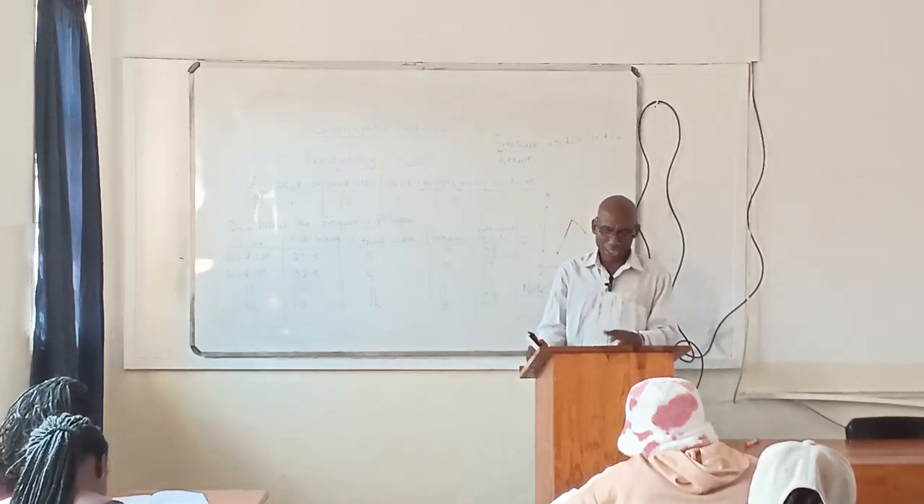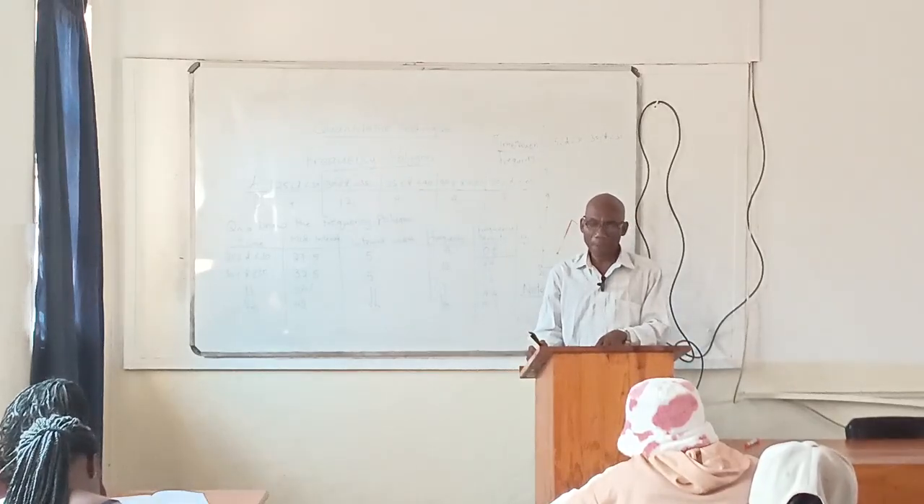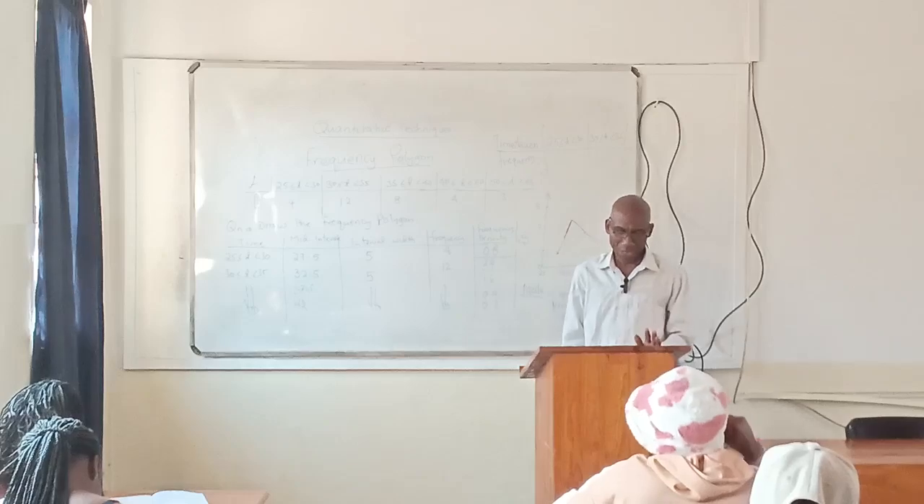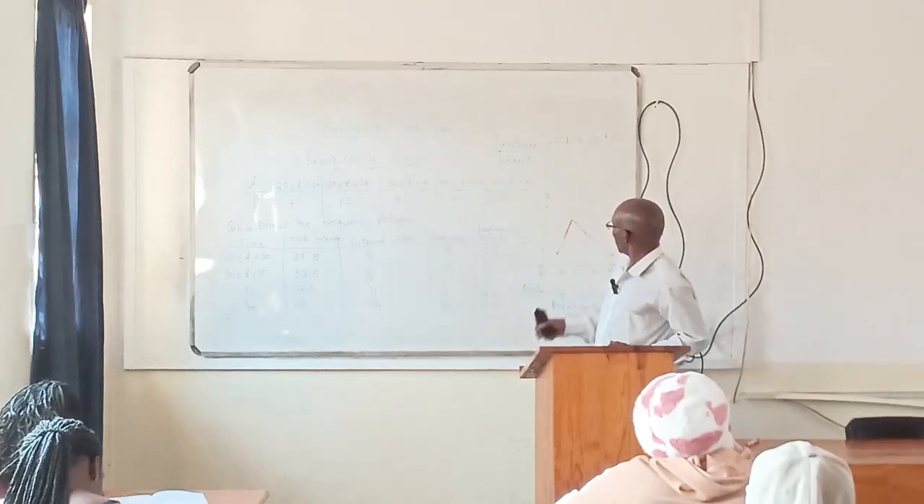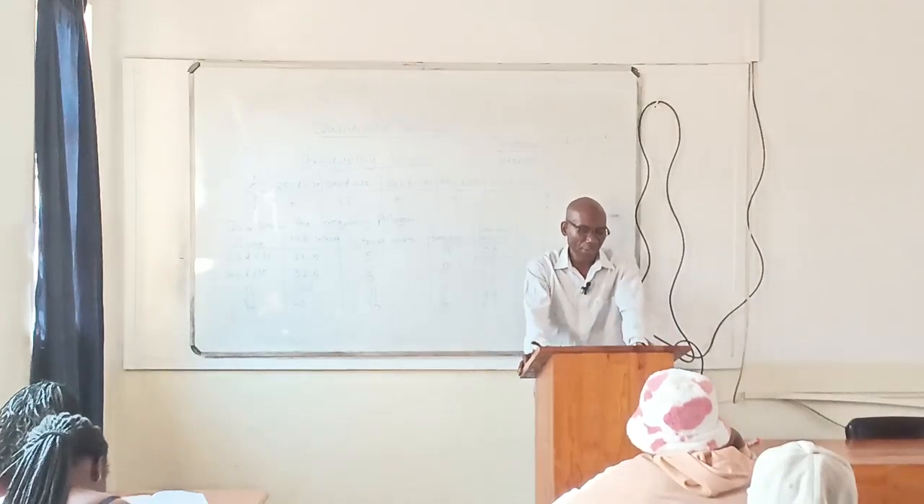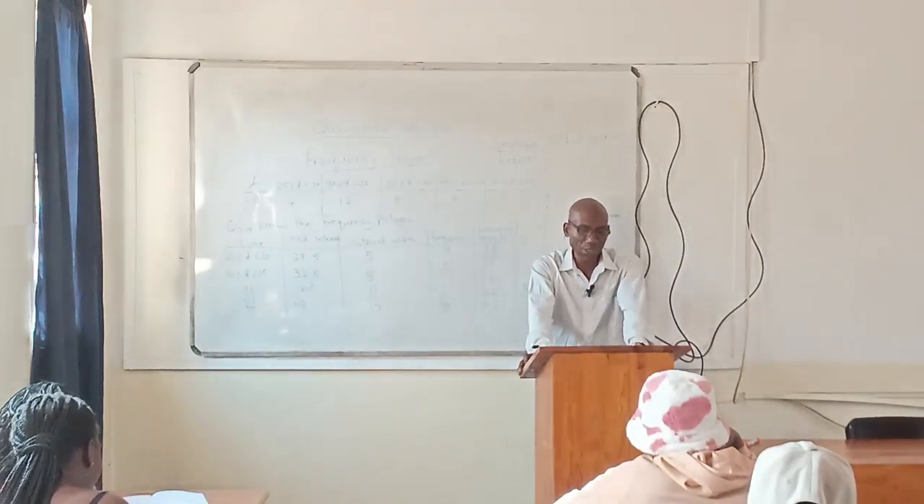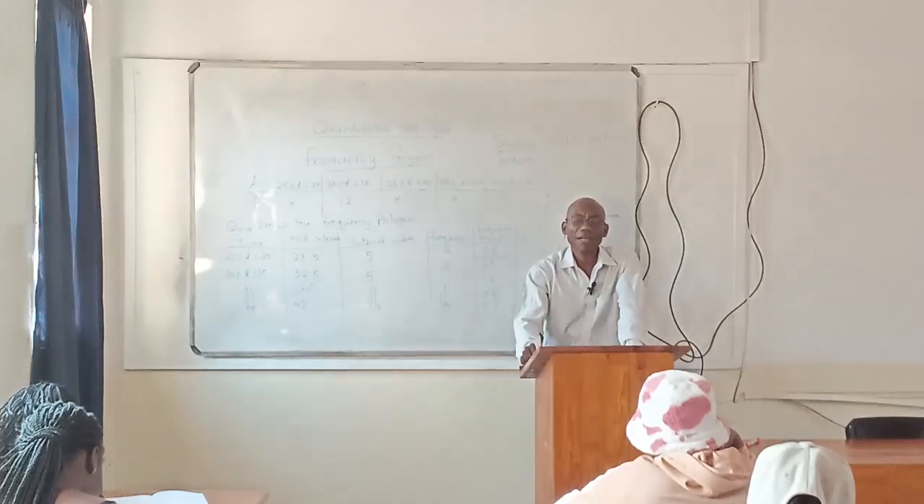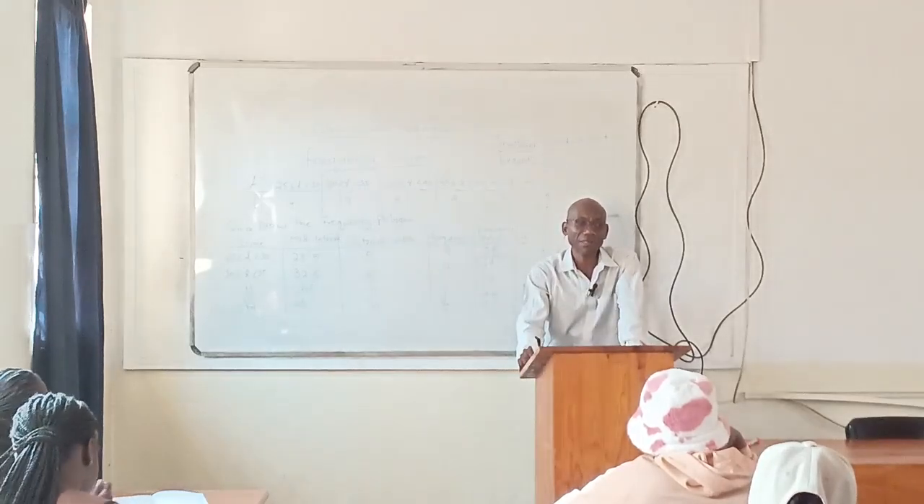So positive skewed, the tail is positive. You can see where it is. That is what is called positive skewed. The first one, right? The second one is negative skewed. The tail is to the left. Have you seen that one? Yes. Good.